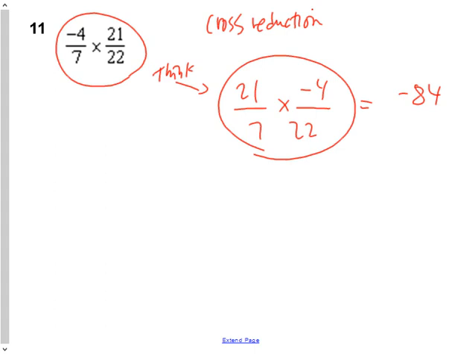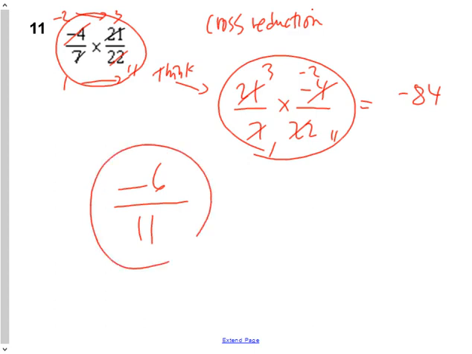But rather than actually physically write it out, what we do instead is we look across and do that cross-reduction. So 21 over 7 is 3 over 1, and negative 4 over 22 is negative 2 over 11, which would have been the same thing I did here. And now I multiply my numerators. Negative 2 times 3 is going to be negative 6. 1 times 11 is going to be 11. And my answer to this question is negative 6 over 11.